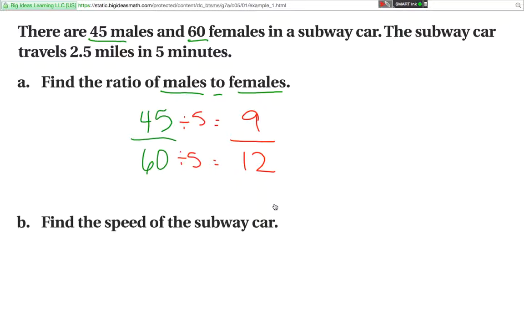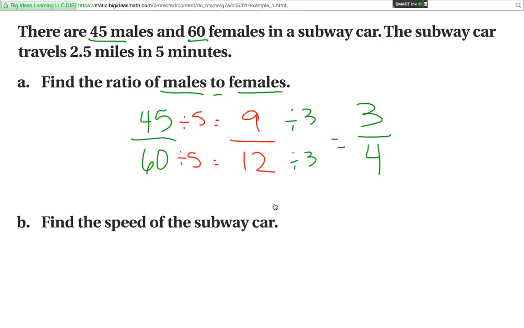And then I'll notice 9 twelfths, can it be simplified? Well, your divisibility rule says 3 works, right? So divide top and bottom by 3, we can simplify more. We get 3/4. So our ratio of males to females, instead of just saying it's a 45 to 60 ratio, it's a lot easier to say it's 3 for every 4. So every 3 males you see on that subway car, you should see 4 females.